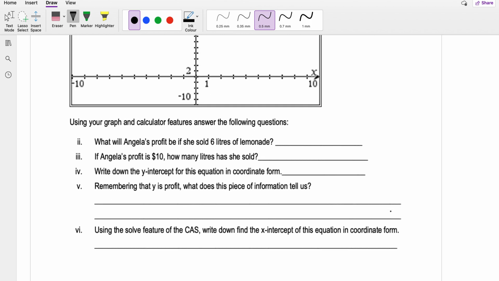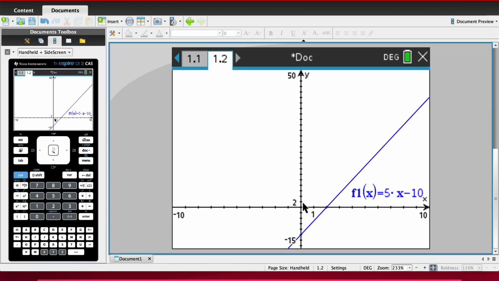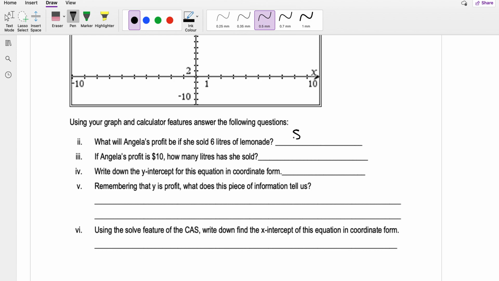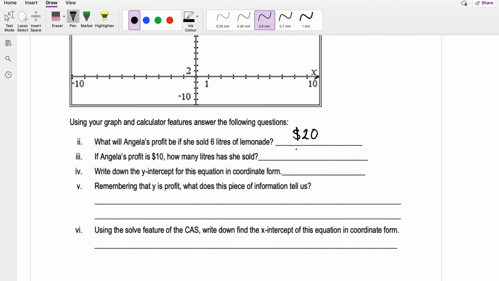Using your graph and calculator features, answer the following questions. What will Angela's profit be if she sold 6 liters of lemonades? We can use this one, but why use this one if we have the tables? That is going to make our life easier. So if we have 6, she's going to profit $20. Done. If Angela's profit is 10, how many liters has she sold? So now I'm looking here. The profit is 10, so she sold 4. And I wrote here 4 liters.